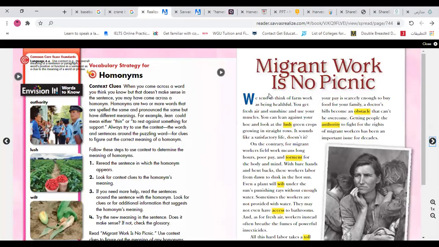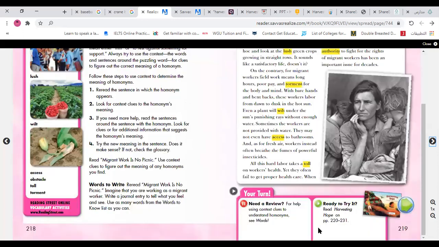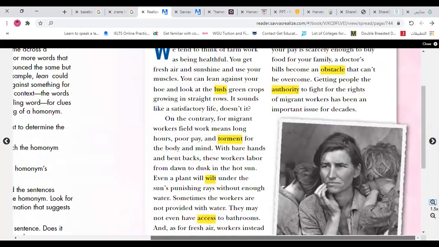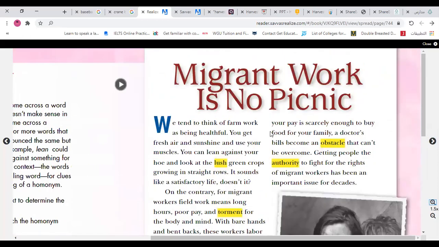And you can also play with the words to make your own sentences, for the people who don't know them. Okay, let's go right now to page 290. This is a small passage that will introduce us to our lesson of today. The name of that passage is Migrant Work Is No Picnic.